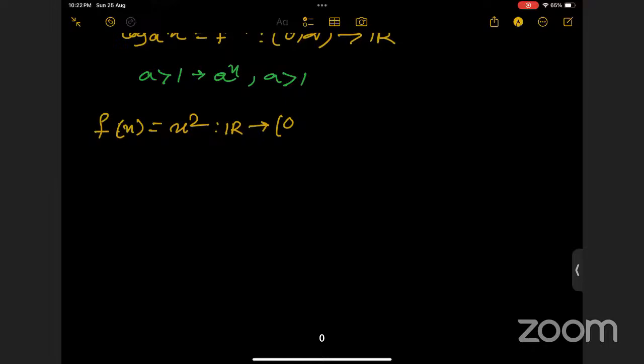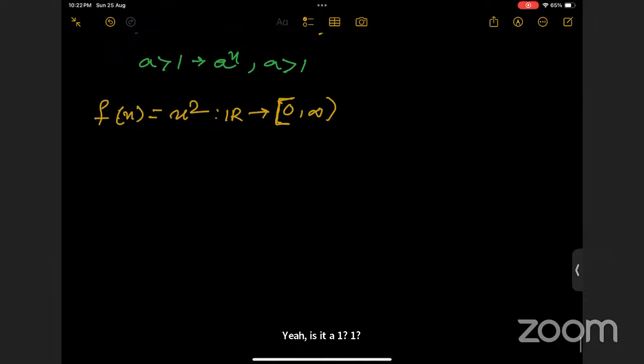Closed or open? Closed, right. 0 closed and infinity open. This was the domain and codomain, right? So is this function one-one? No. Suppose we want to, it is not one-one, right? No, it's not one-one, because 1 and -1 will have the same image.